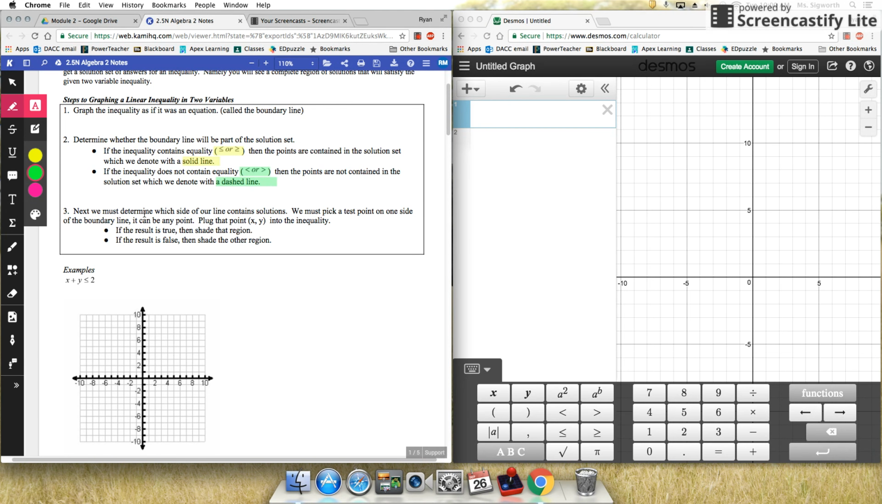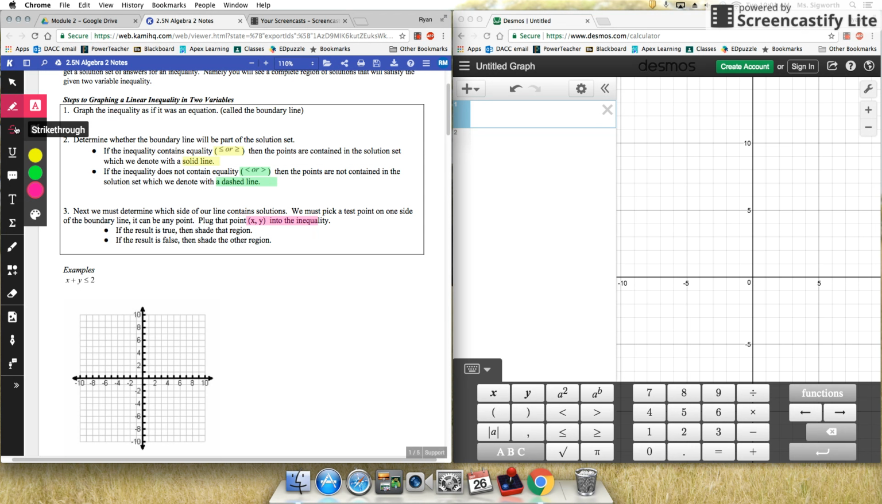Next, we must determine which side of that line our solutions are on. So a common way to do this is pick a point. A lot of the time that point is going to be 0, 0, because 0, 0 is really easy to work with. Plug a point in. If it's true, shade that region. If it's false, shade the opposite region of the line.